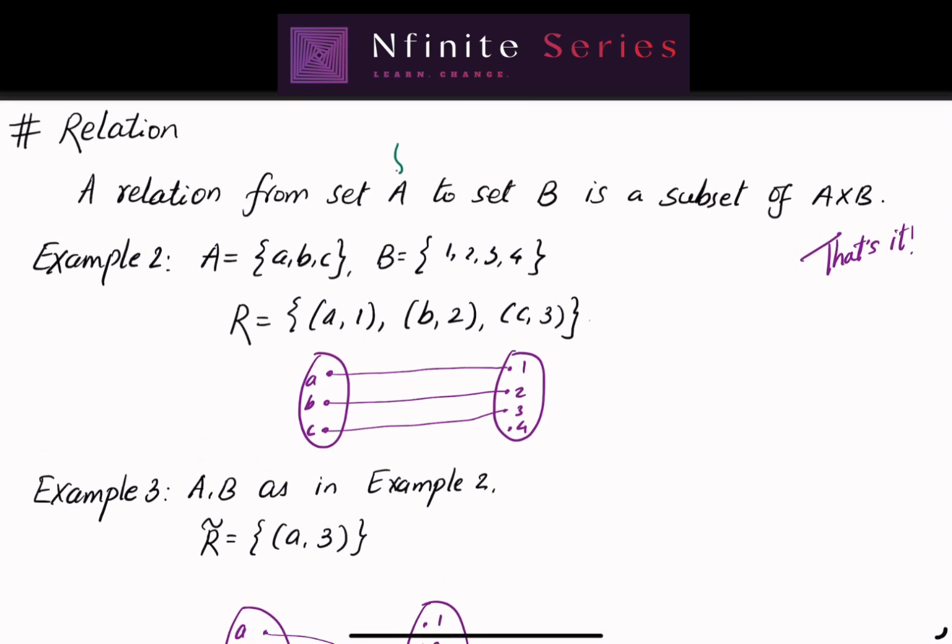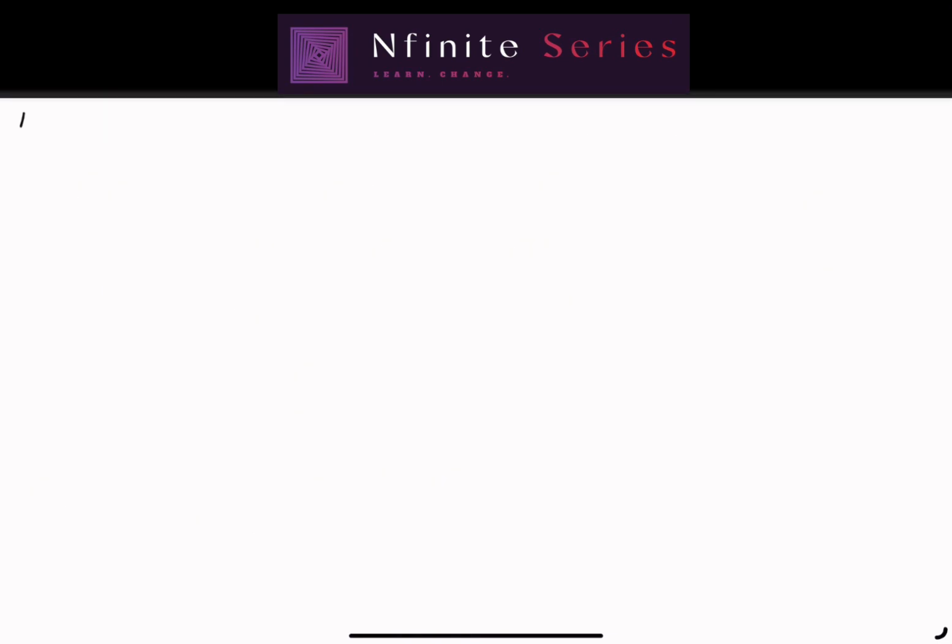Very nice. Another related definition: the set A of this relation is called the domain of the relation, and set B is called the codomain of the relation. Very well, moving on. Let's talk about functions.